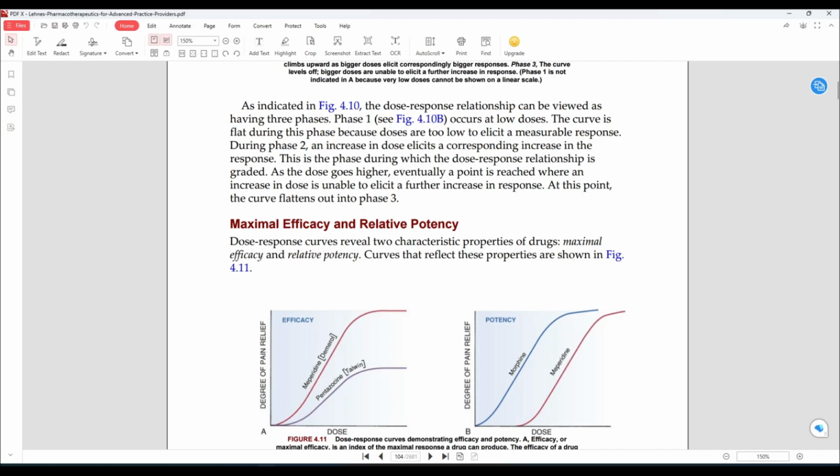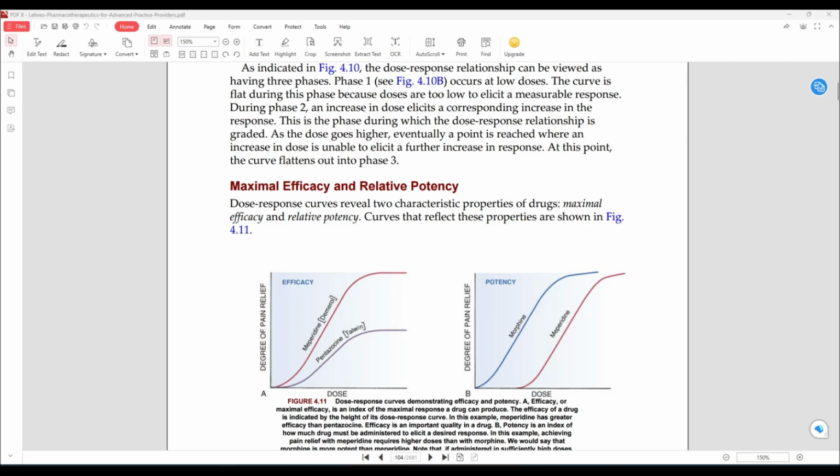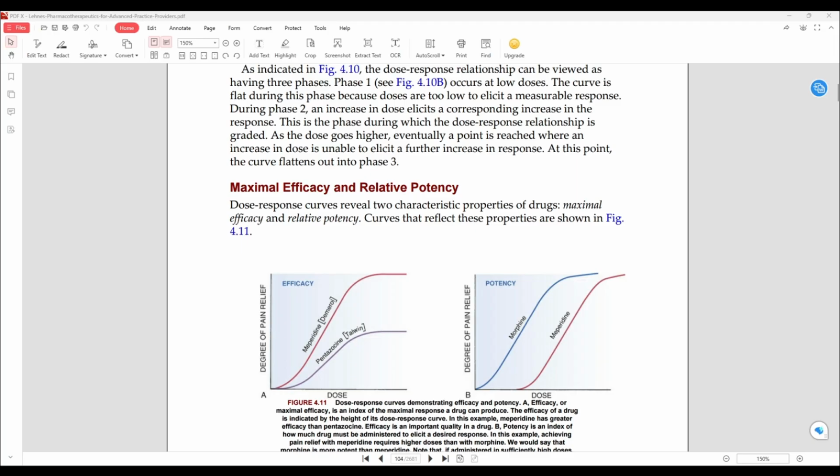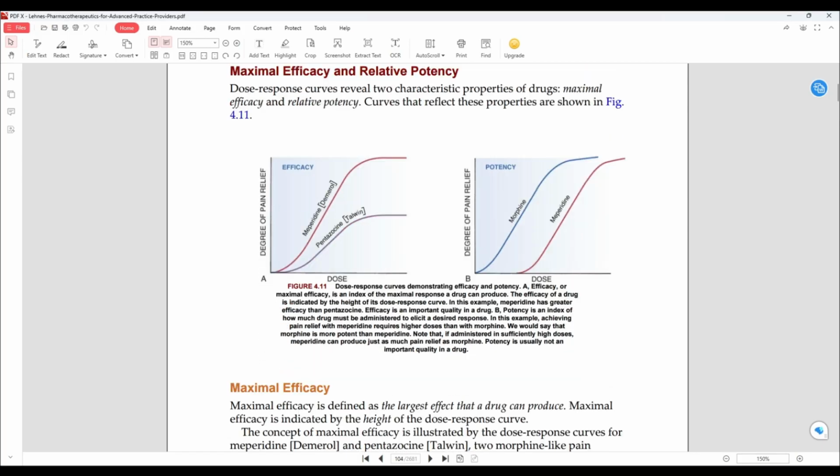As the dose goes higher, eventually a point is reached where an increase in dose is unable to elicit a further increase in response. At this point, the curve flattens out into Phase 3. Maximal efficacy and relative potency. Dose-response curves reveal 2 characteristic properties of drugs, a maximal efficacy and a relative potency that reflects these properties and are shown in the following figure. So here you're taking a look at the dose-response curves demonstrating efficacy and potency.